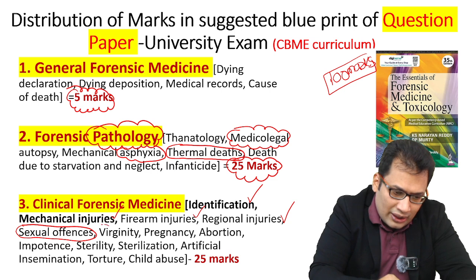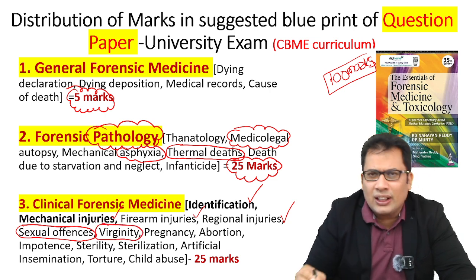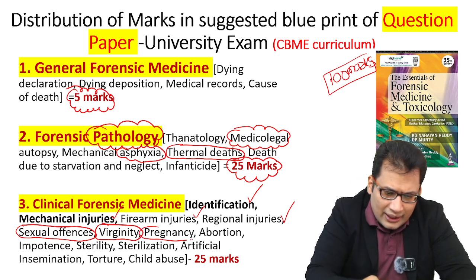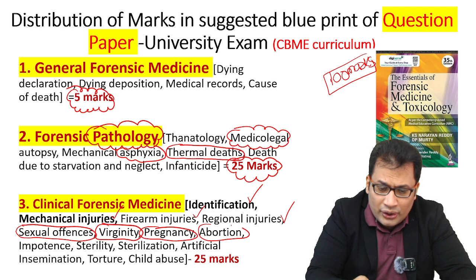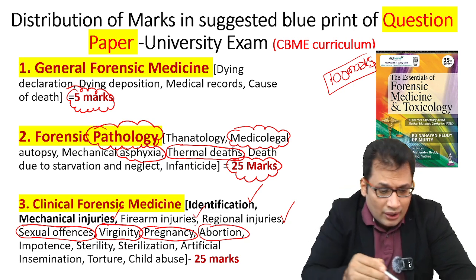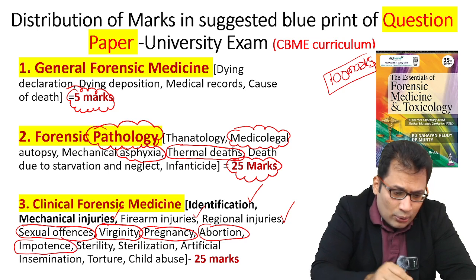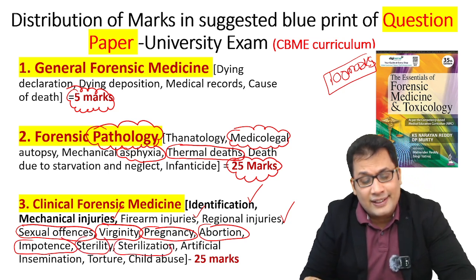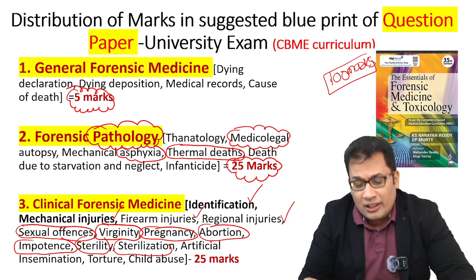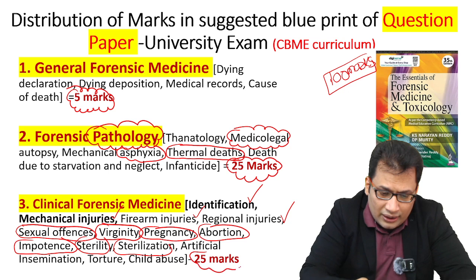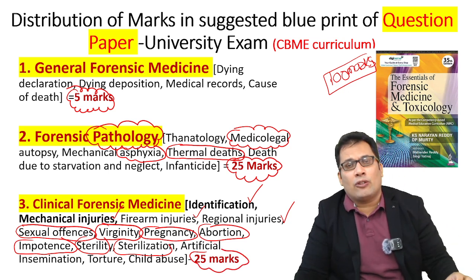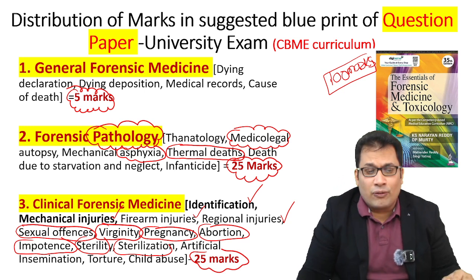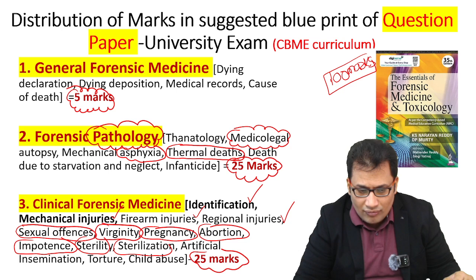asked. Then comes 3 marks questions: virginity, true virgin and false virgin, pregnancy, signs of pregnancy, abortion, MTP Act, impotency, causes of impotency, sterility, sterilization, artificial insemination, torture and child abuse. That is around 25. So 25 is clinical forensic medicine out of 100 marks. Forensic pathology 25, general forensic medicine 5.